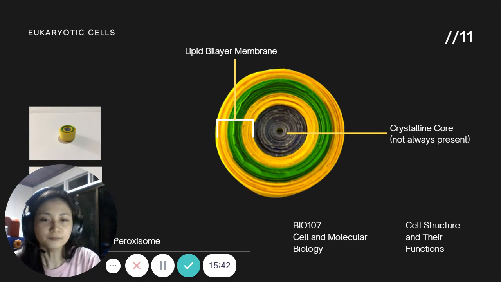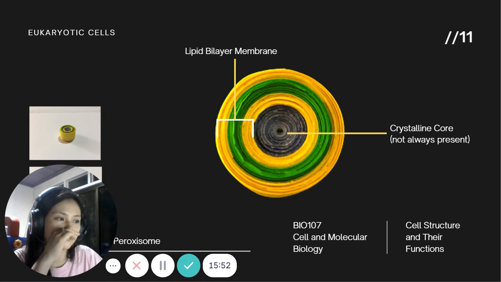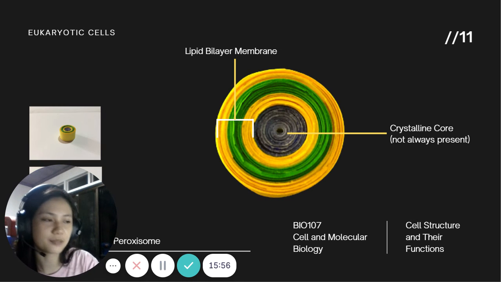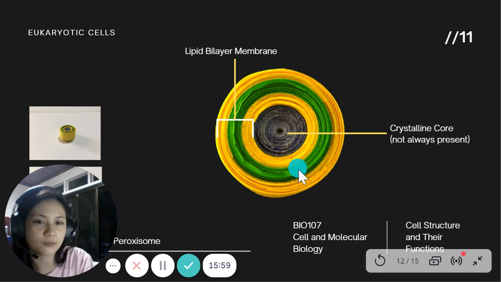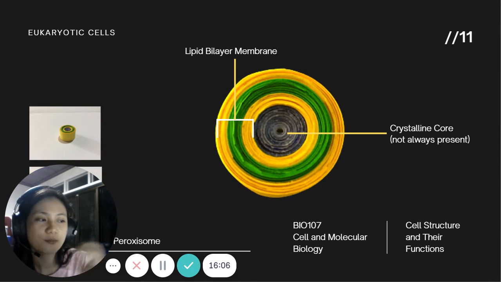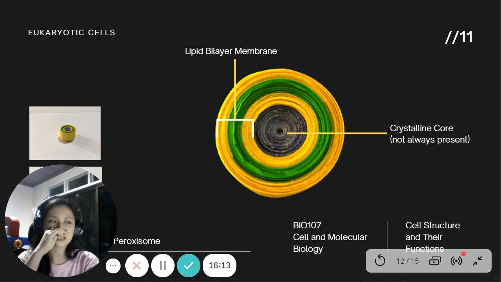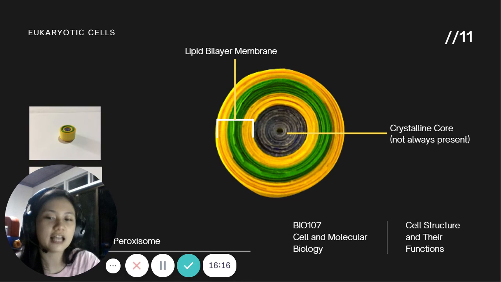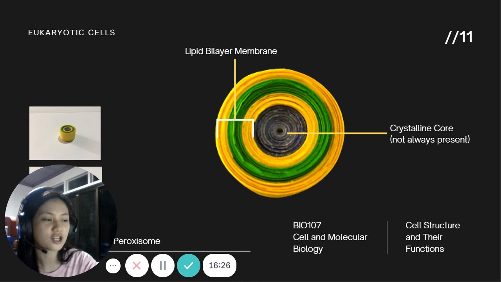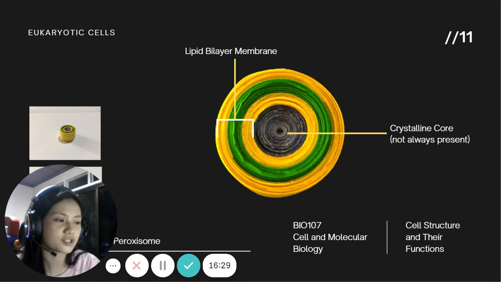Now let's proceed to the peroxisome. Peroxisome can also, like vacuole, can or cannot be found in an animal cell. They are spherically shaped, as you can see in the model, bound by a membrane, and they are the most common microbodies in cell cytoplasm. The crystalline core inside the peroxisome is not always present. The peroxisome's functions include lipid metabolism and chemical detoxification by moving hydrogen atoms from various oxygen molecules to produce hydrogen peroxide, hence neutralizing body poisons such as alcohol.